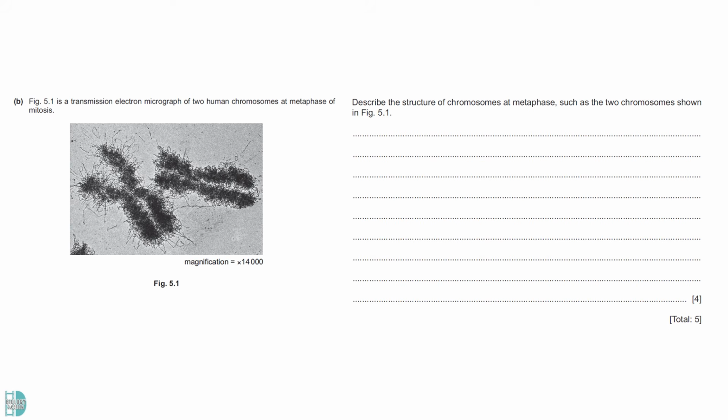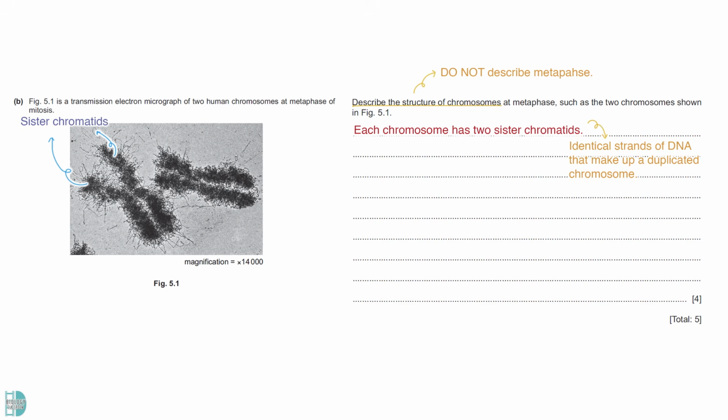Figure 5.1 shows 2 human chromosomes at metaphase. You are asked to describe the structure of chromosomes at metaphase. Note that the question did not ask you to describe what happened in metaphase, but the structure of chromosomes. Each chromosome has 2 sister chromatids. They are 2 identical strands of DNA that make up a duplicated chromosome linked at the centromere.